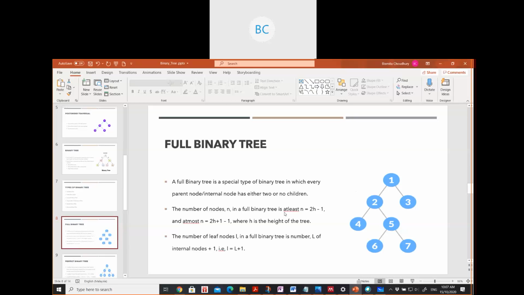So this is your normal binary tree, your root node, and the internal nodes can have either two or no.